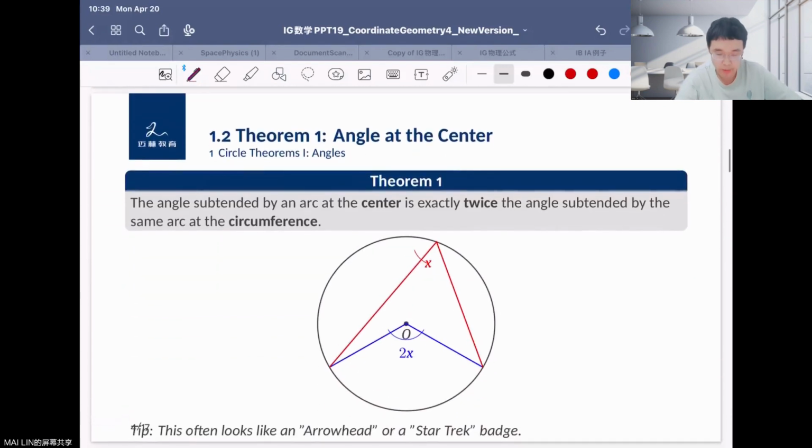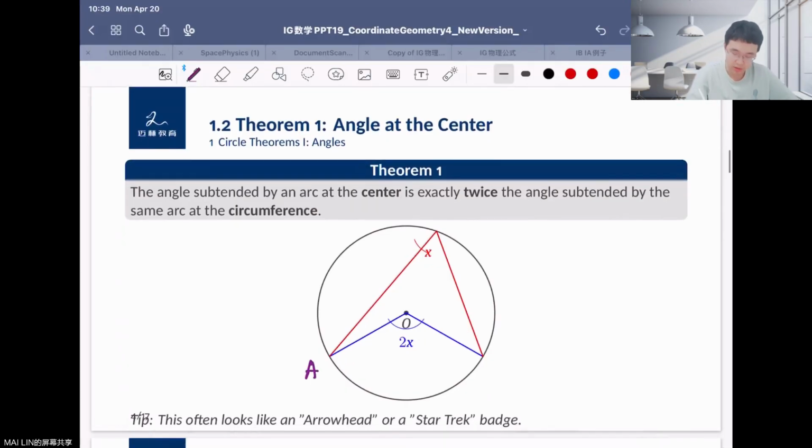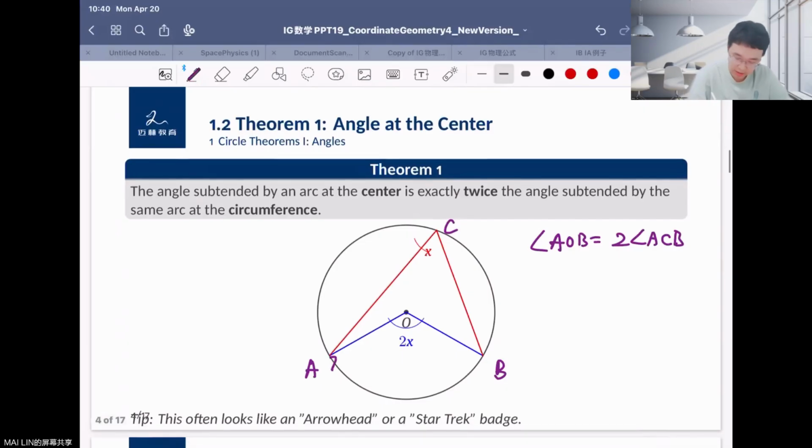So in theorem one, we said the angle at the center. Here we can name the 3 points A, B, C. So the angle AOB equals 2 times the angle ACB. You can say AOB equals 2 times ACB. We can find angle ACB and angle AOB have the same arc, arc AB, right? So that is how we can calculate the angle at the center.